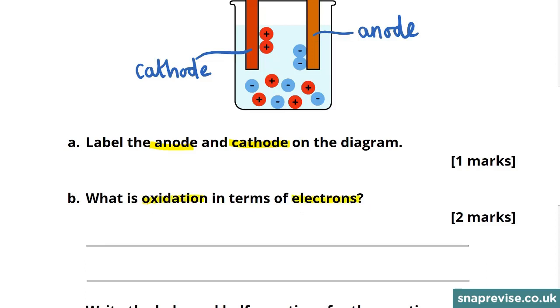So it's just asking you for a standard definition. You might remember this using the acronym OIL RIG, where the OIL part stands for oxidation is loss, meaning that oxidation is loss of electrons.